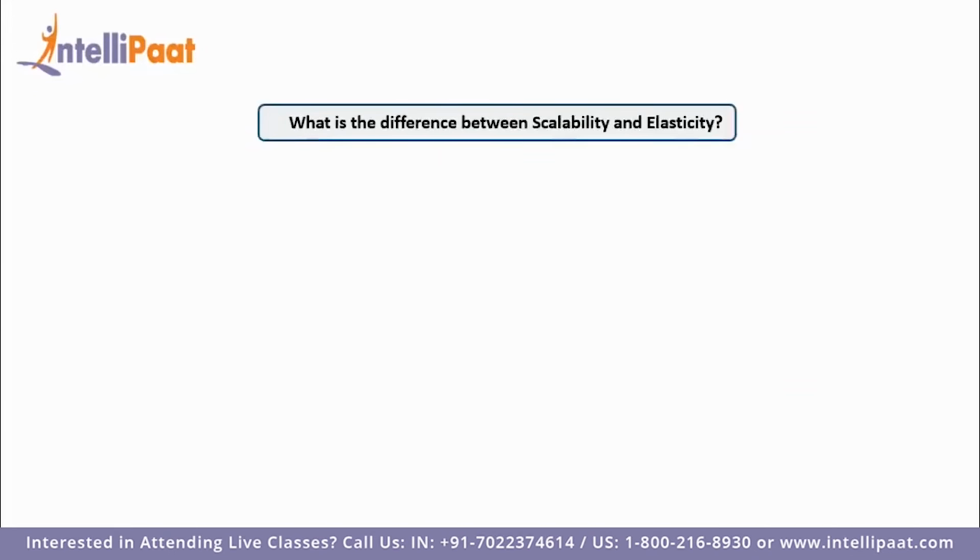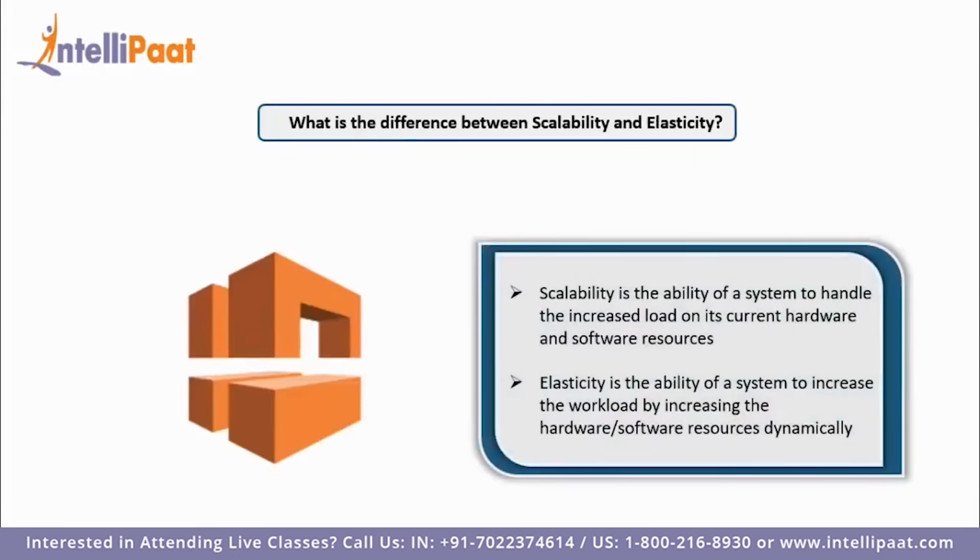Our next question asks us, what is the difference between scalability and elasticity? All right, so guys, scalability versus elasticity is a very confusing topic, and if you think about it, scalability is nothing but increasing the machine's resources. For example, if your machine has 8 GB of RAM today, you increase it to 16 GB. Therefore, the number of machines is not increasing. You're basically just increasing the specification of the machine, right? And this is called scalability.